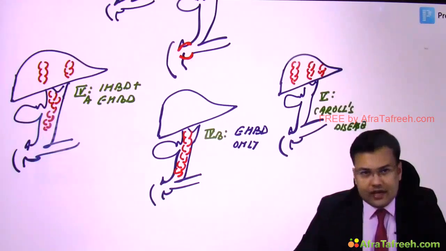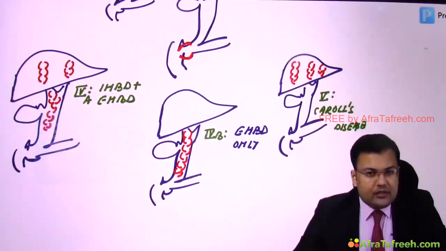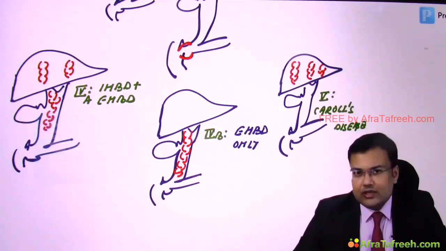Simple. So these are the 5 types. Now the question is asked: what is the most common type of choledochal cyst? The most common type is type 1. Let me tell you one simple logic.